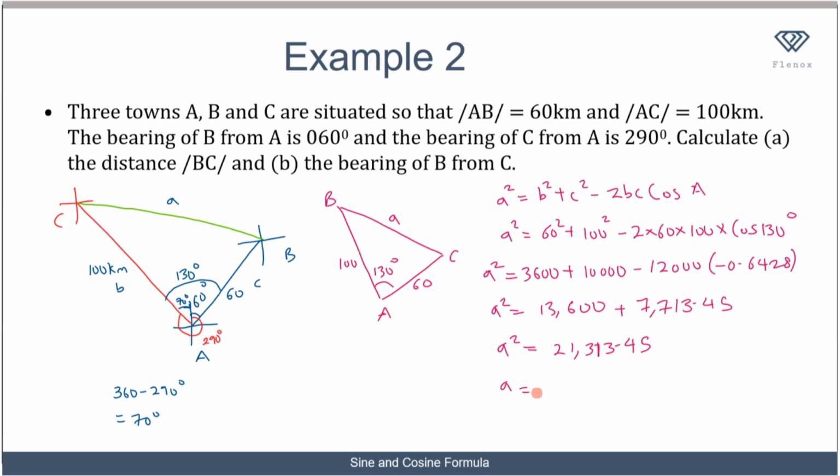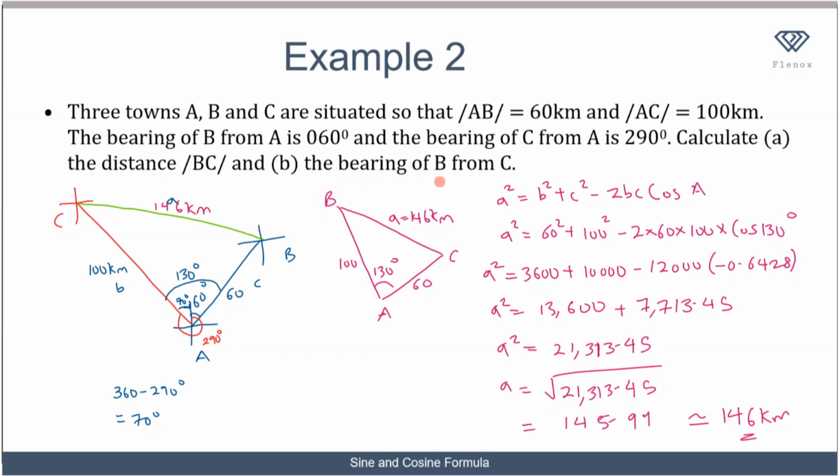So my a will just be the square root of 21,313.45, and that is equal to 145.99, which is approximately 146 kilometers. So the distance a, or the distance from B to C, is 146 kilometers. Now we're going to move on to the b part.